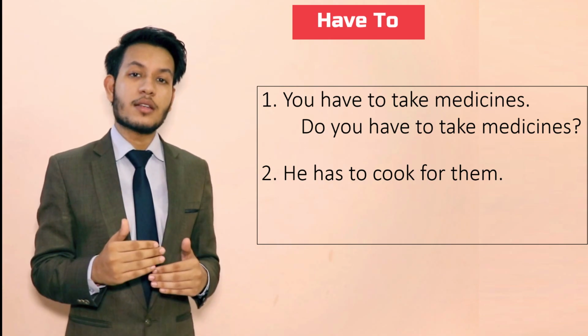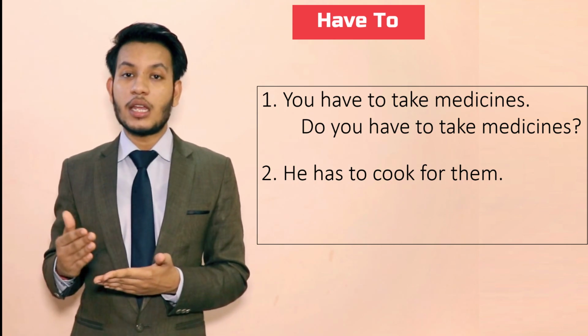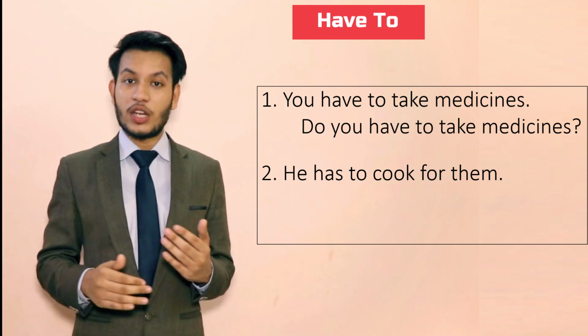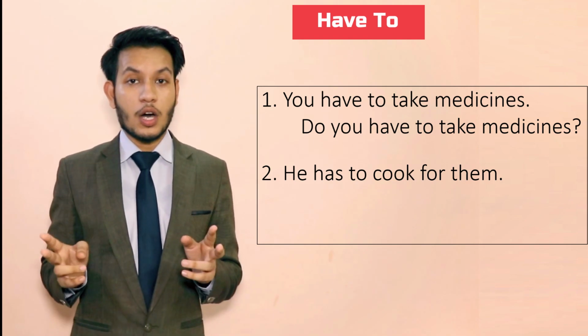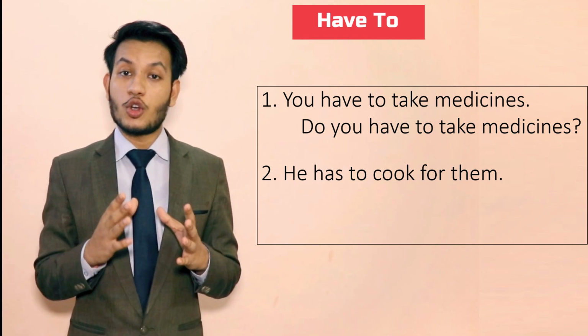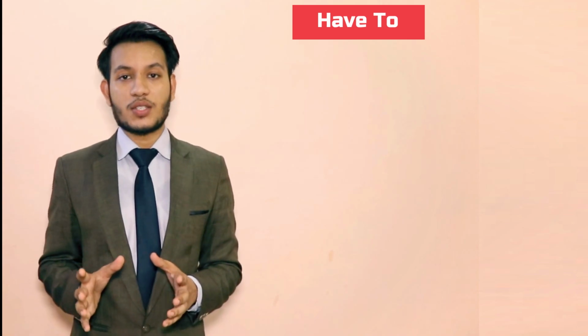Now to convert this sentence into interrogative, we use does with he, she, it and singular nouns. So when you write does, you cannot write has. Because two s with verbs, same problem. So it becomes does he have to cook for them? And WH questions are the easiest one.